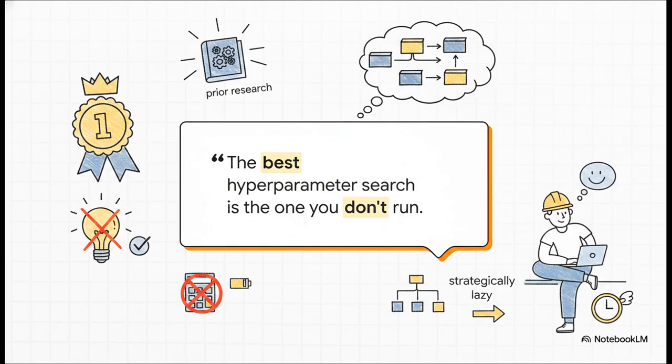But there is a golden rule here to keep in mind. The best hyperparameter search is the one you don't run. Seriously, before touching that compute budget, the smartest first move you can make is transferring known defaults or looking at prior research. If a specific learning rate works for a very similar architecture, just start there. Being strategically lazy is actually a highly valued trait.